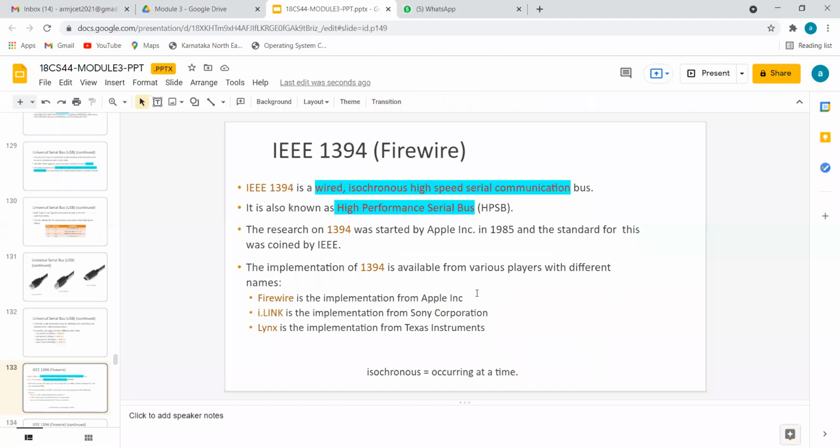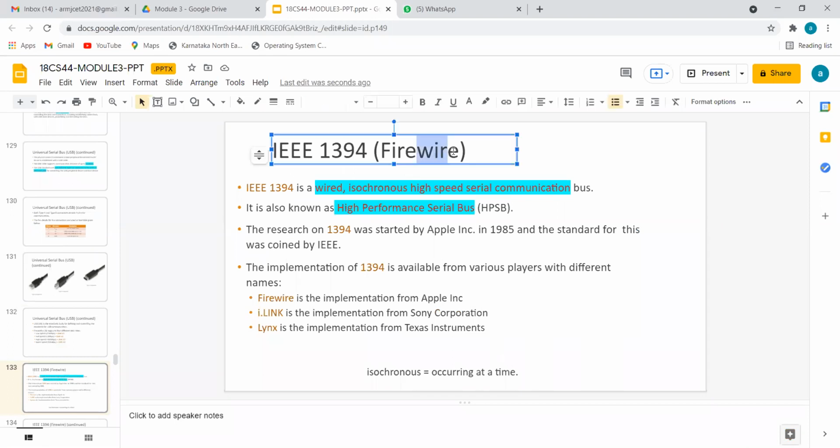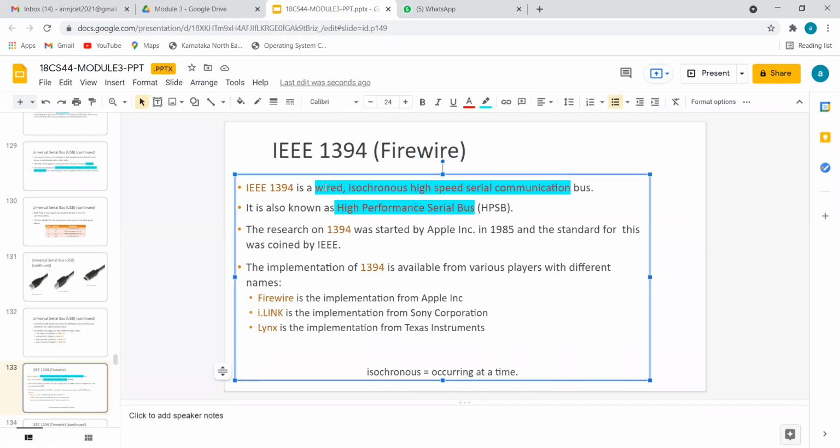Okay, so next, third of the board communication interface or external communication interface, IEEE 1394. It is also called FireWire. Since there is the word wire, you can easily think it is not a wireless communication, it's a wired communication. And it is also high speed serial. Now there is a word called isochronous. Here I have highlighted the word. Isochronous means occurring at a time.